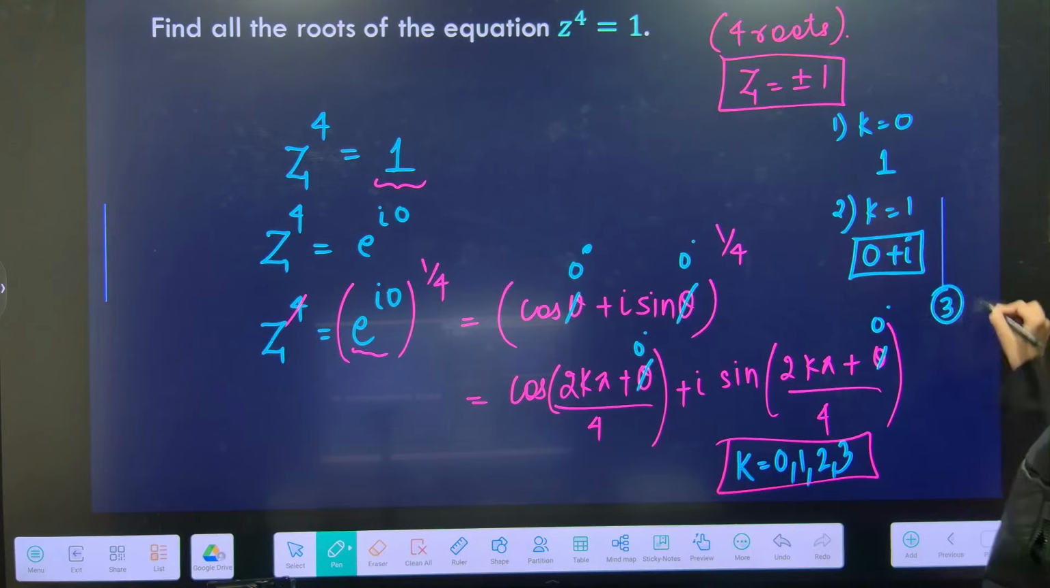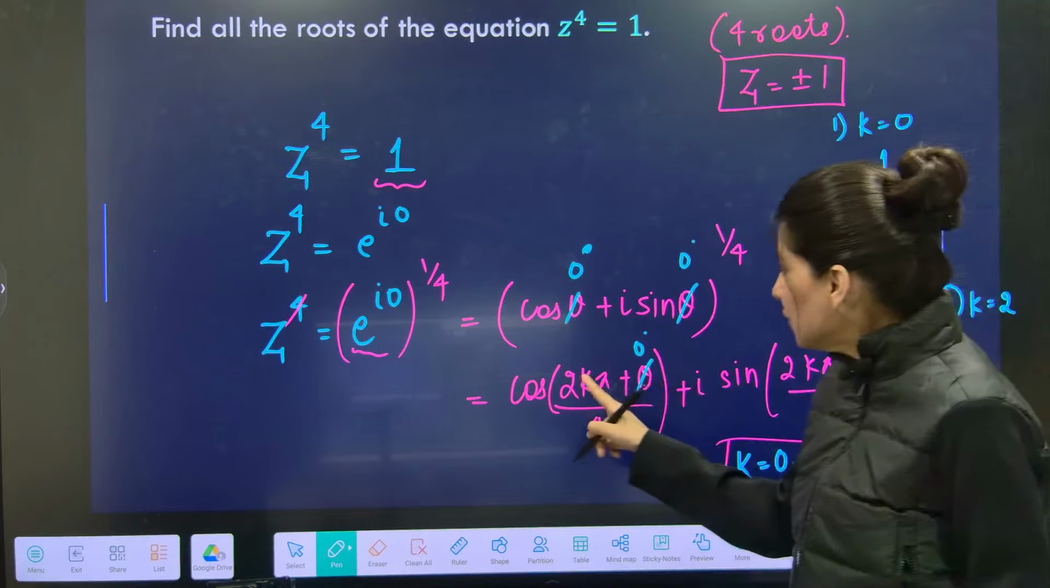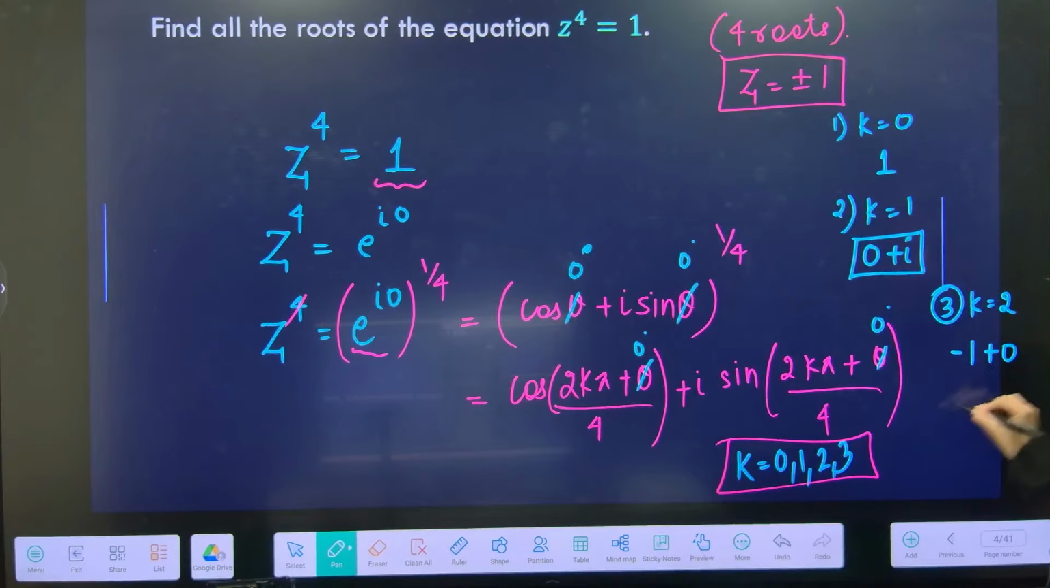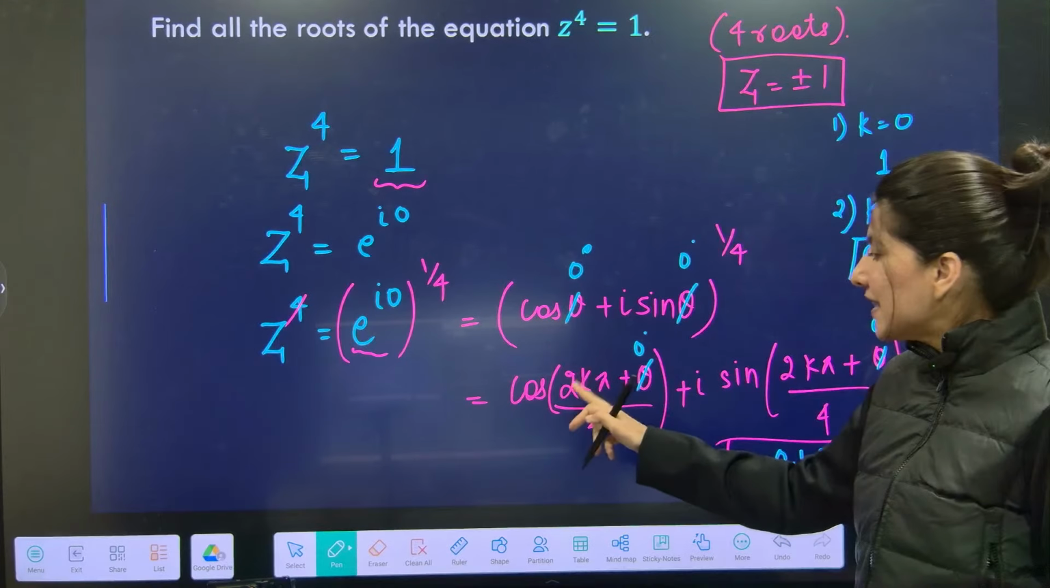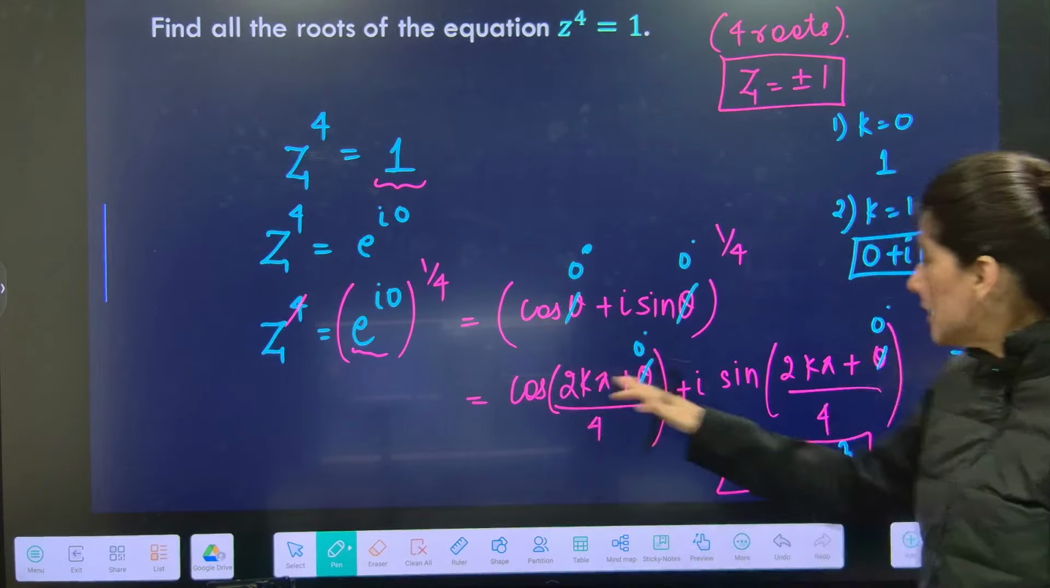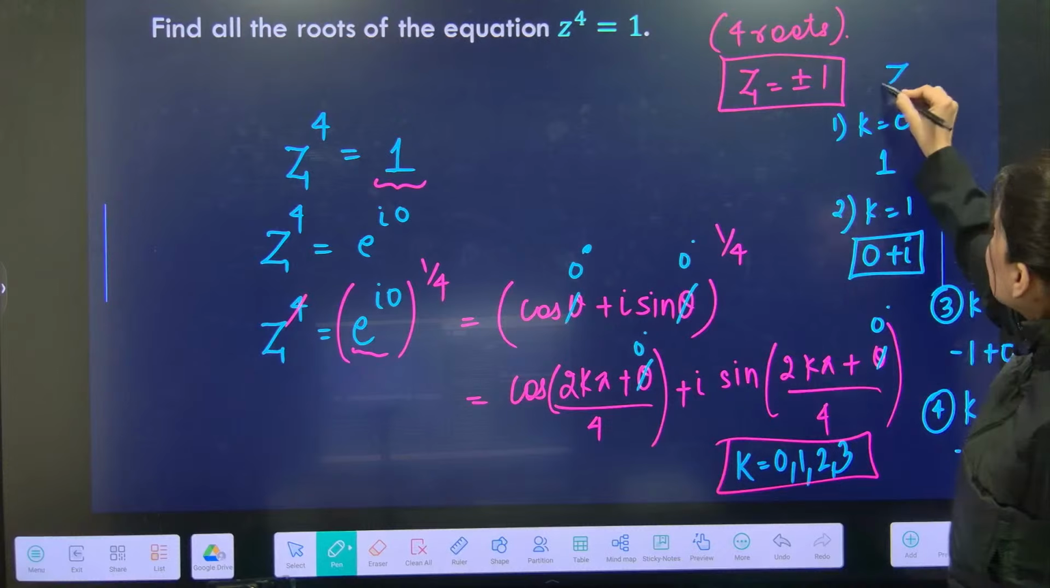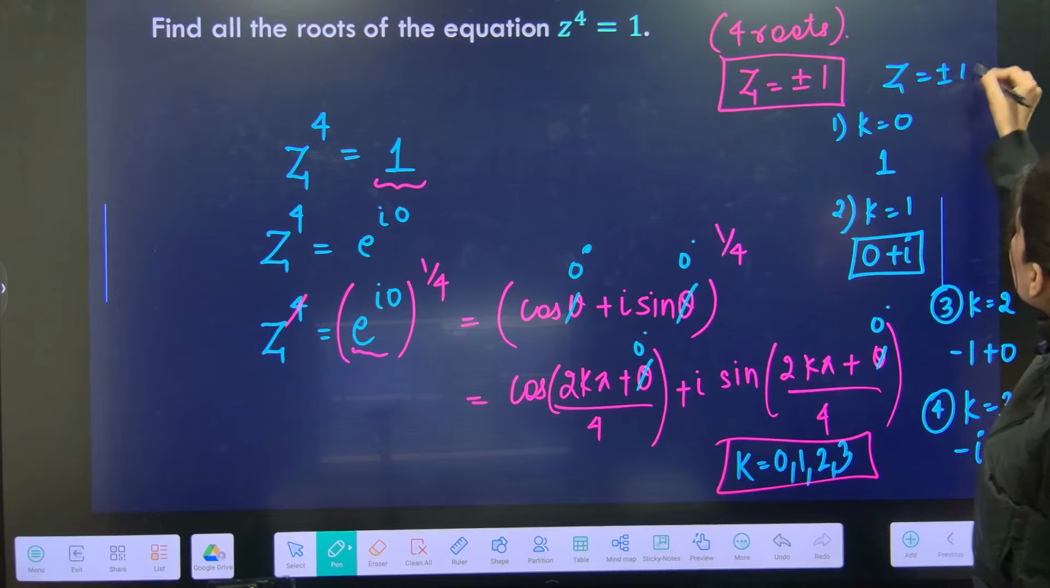Third, put k is equal to 2. 2 2s are 4, so 4 pi by 4 gives minus 1 plus 0. And the moment you put k is equal to 3, 3 2s are 6 pi by 4, which is 3 pi by 2, so this is 0 and minus iota. So clearly your answers are z is equal to plus minus 1 and plus minus iota.